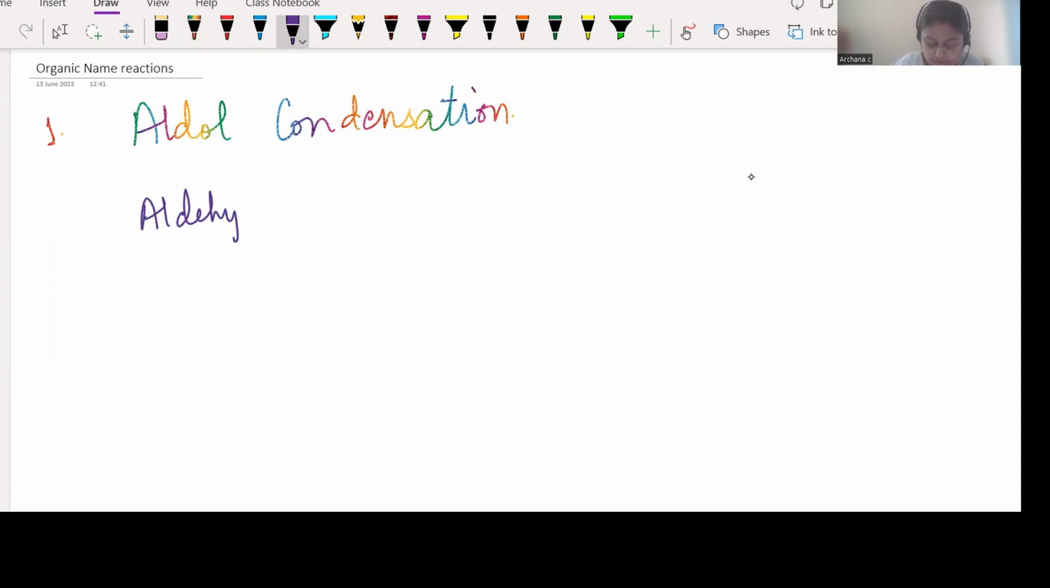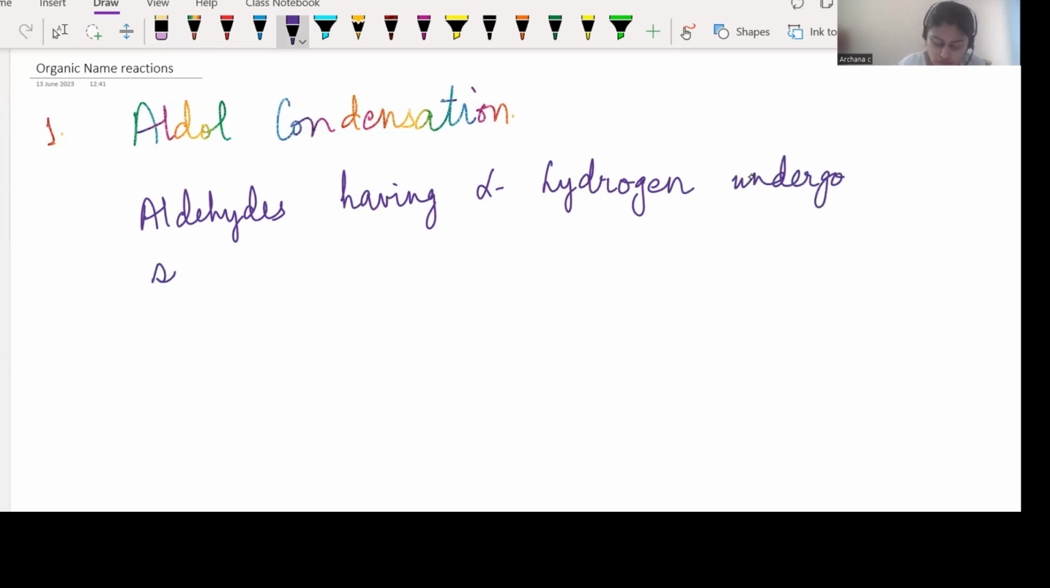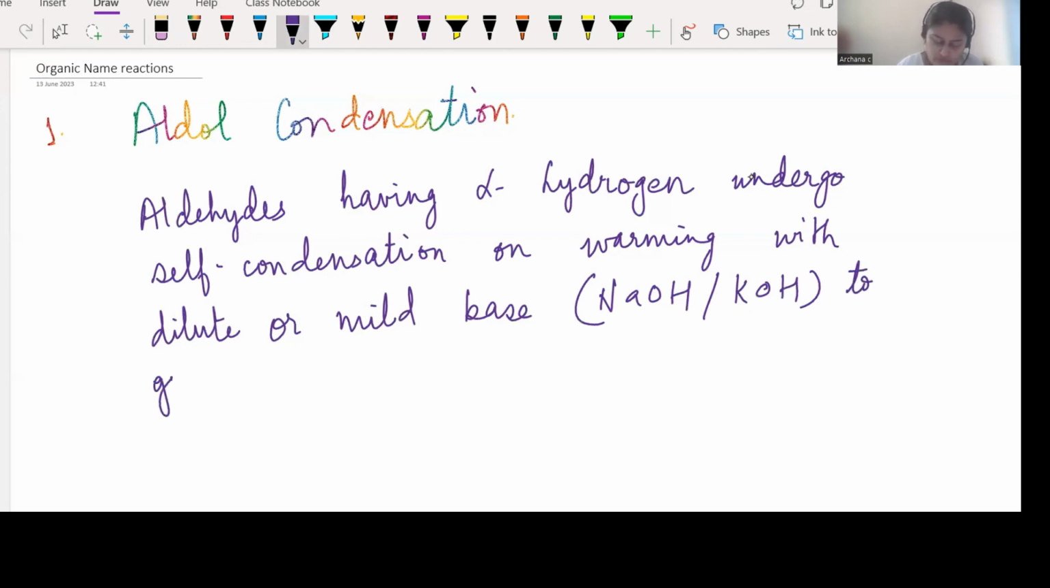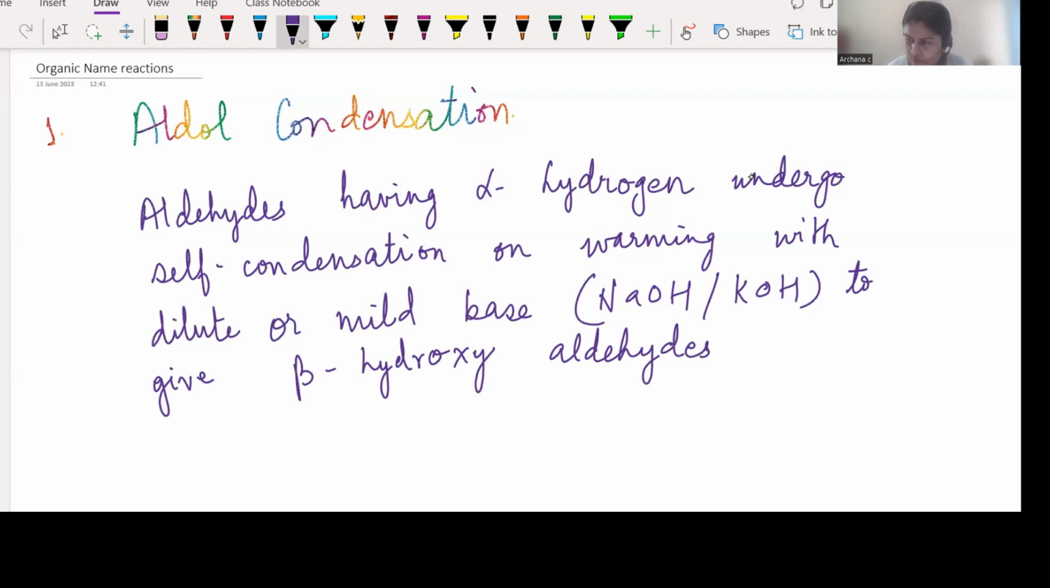So, aldehydes having alpha hydrogen undergo self-condensation on warming with dilute or mild base, could be either NaOH or could be KOH, to give beta hydroxy aldehyde, called aldol. Hence the name aldol.